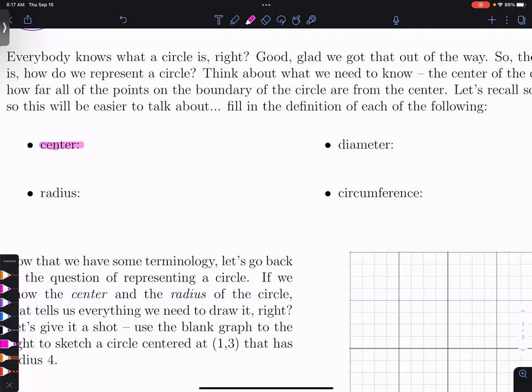Well, one of the names we've already used, right? The center is the center. That's where the pointy end goes.